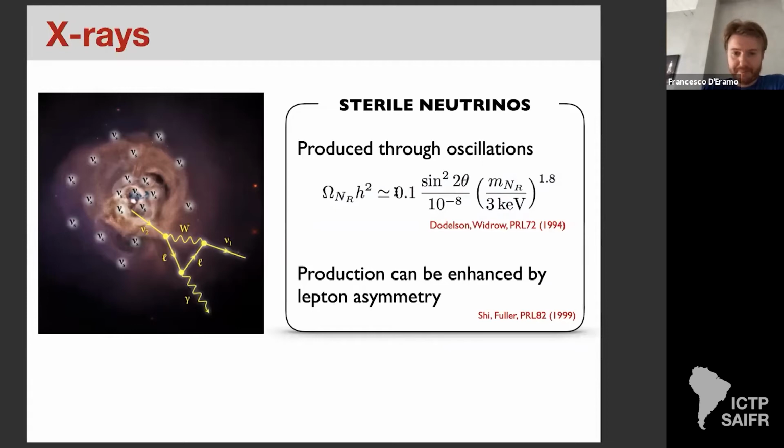And remember that 0.1 is the number you want to reproduce, and the angle theta is the mixing angle between the active neutrino and the sterile neutrinos. You need the angle because, of course, to go to photons through this loop diagram, you need to mix into an active neutrino. So the production is a complicated story, and can be enhanced by electron asymmetry.